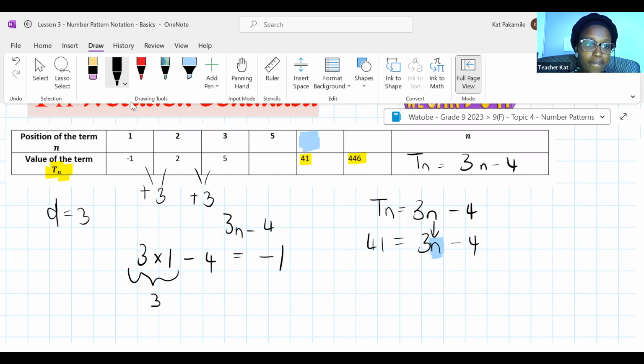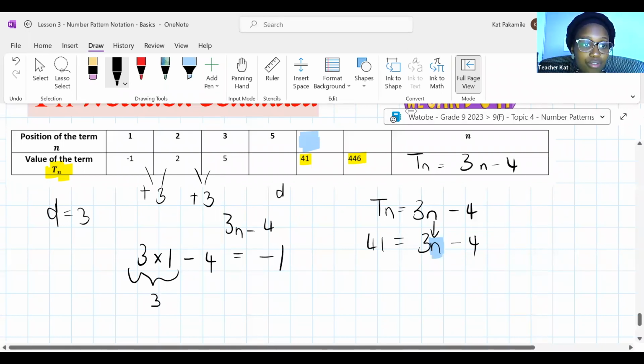Sombo? Guys, answer my question. Hi, Sompo. Ma'am, don't we say term 2 minus term 1? No, remember we're looking for the position. We're not looking for the constant difference now. That was for the constant difference, but we already found the constant difference. Okay, ma'am. You get it?